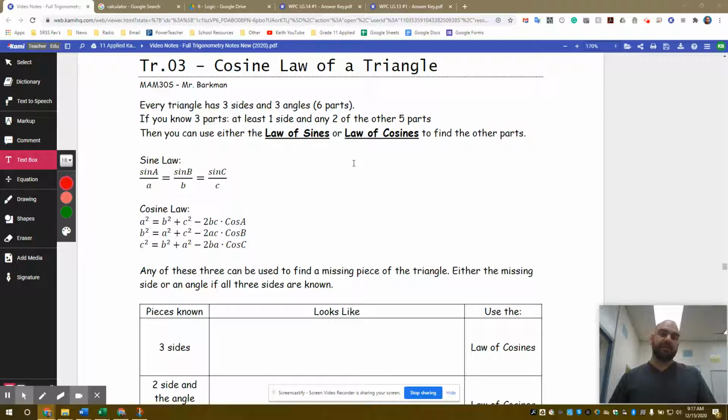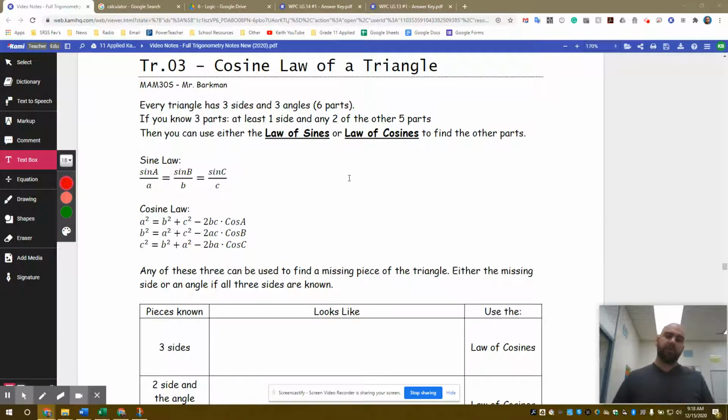Now, there are some limitations to sine law. If we were given all three sides of a triangle, we would not actually be able to solve for an angle using sine law, because we only have one piece of information per ratio. And if we have an angle that is surrounded by two sides, we can't use that in sine law either, because again, we only have one piece of information per ratio.